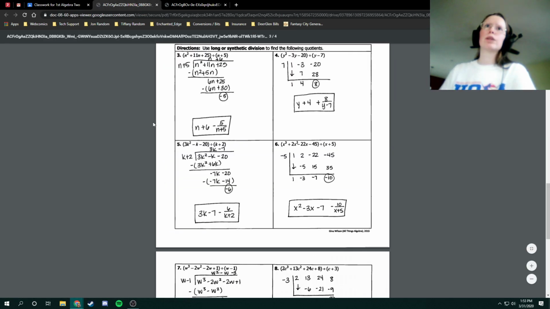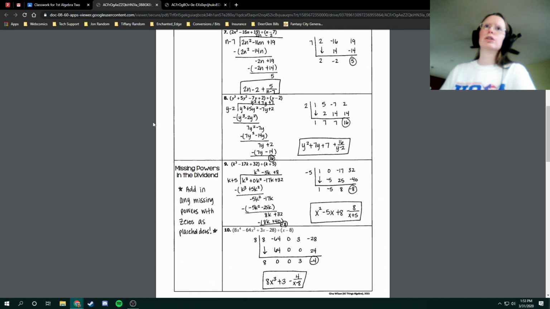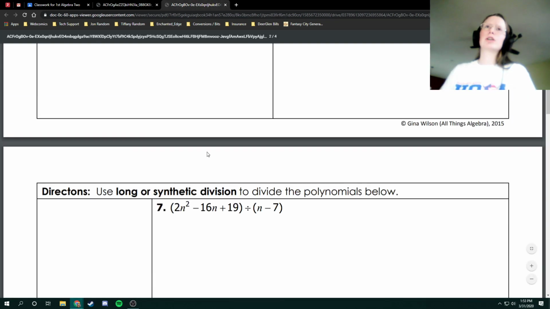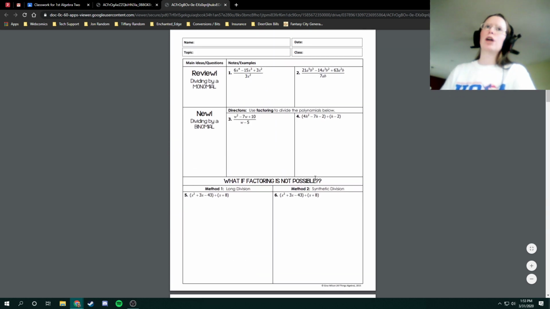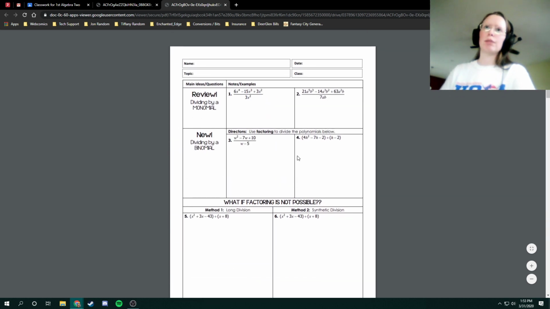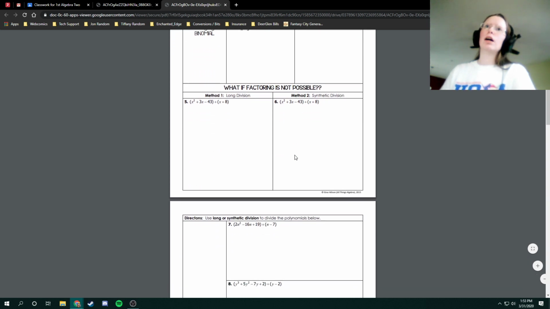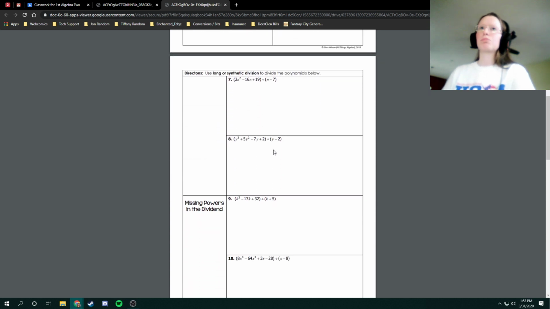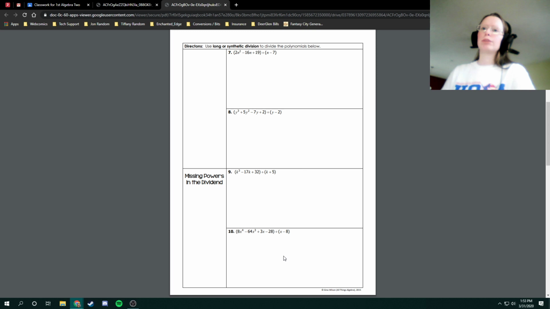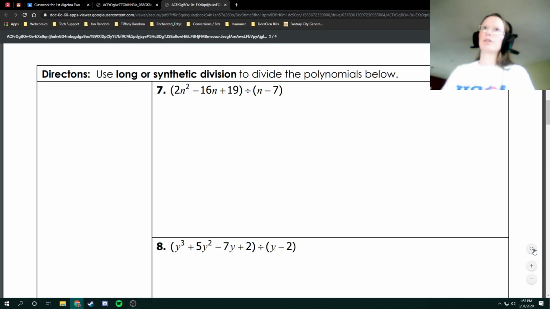Okay, so we're going to go ahead and get started on the notes. And I'm actually going to start on the second page. On the first page, I talk about dividing by a binomial, which is what we did yesterday, dividing by factoring. They kind of compare long and synthetic division, but we're focusing on long division because it works all the time. Synthetic division only works some of the time. So I'm going to do the 4 problems here on the back, all in the long division method.